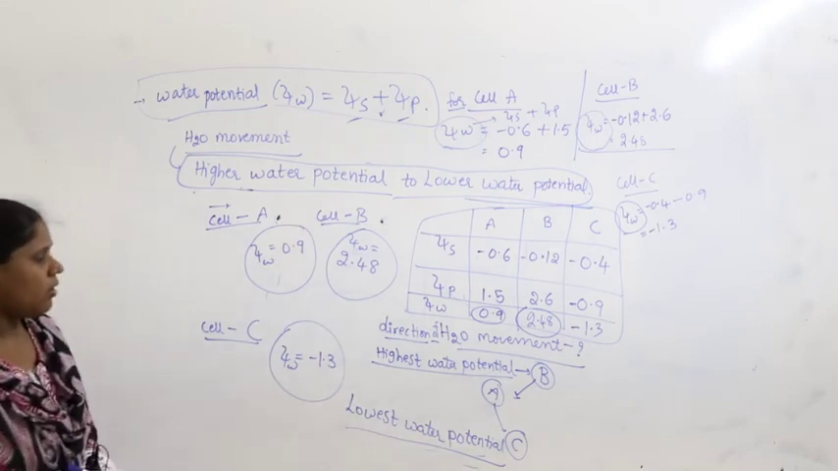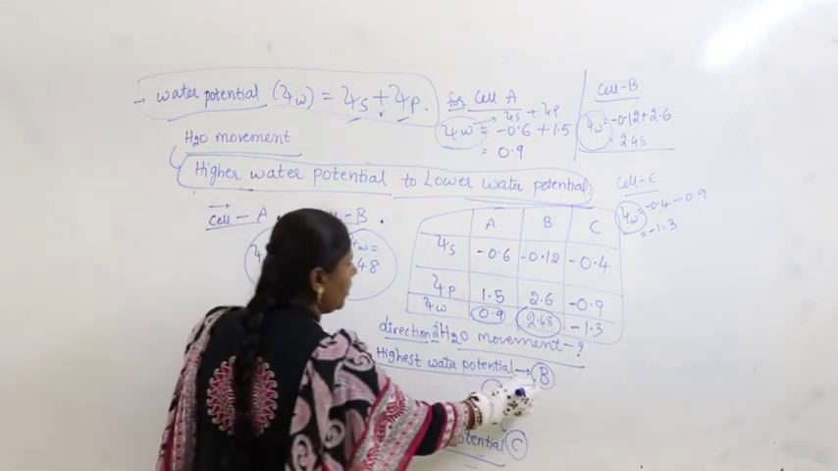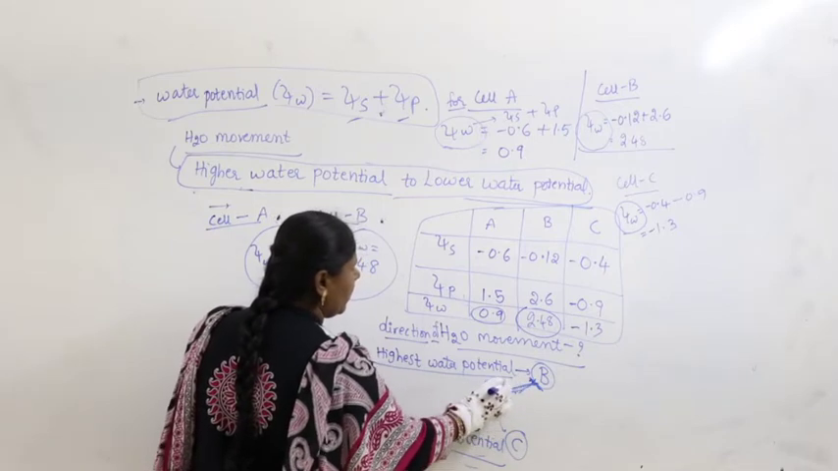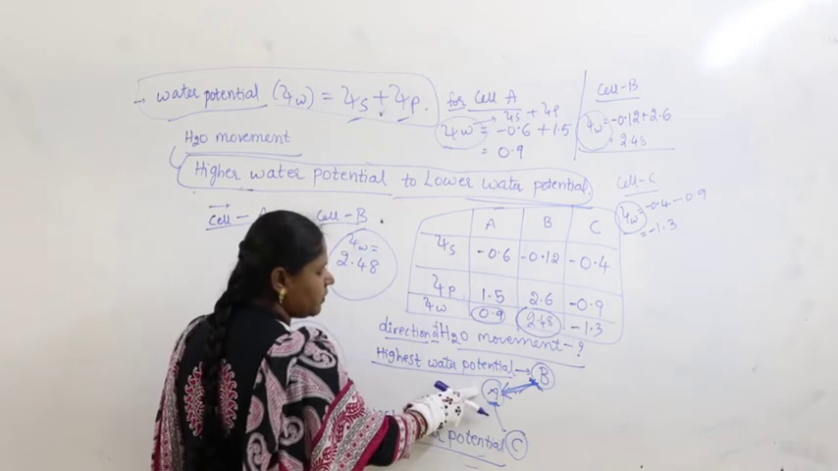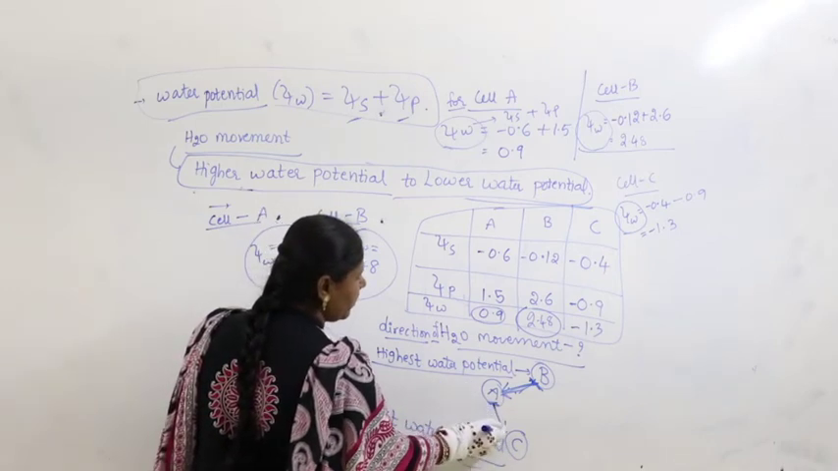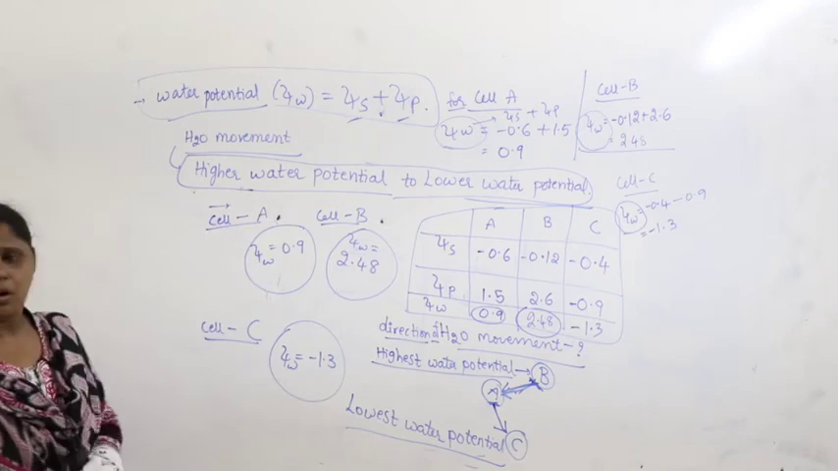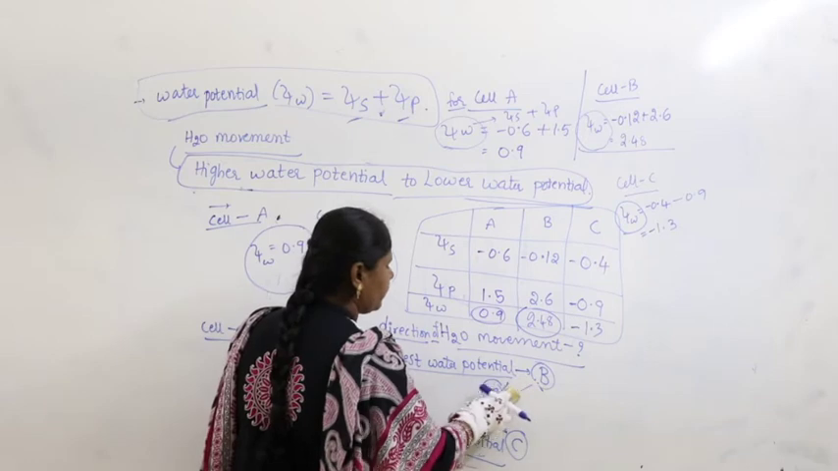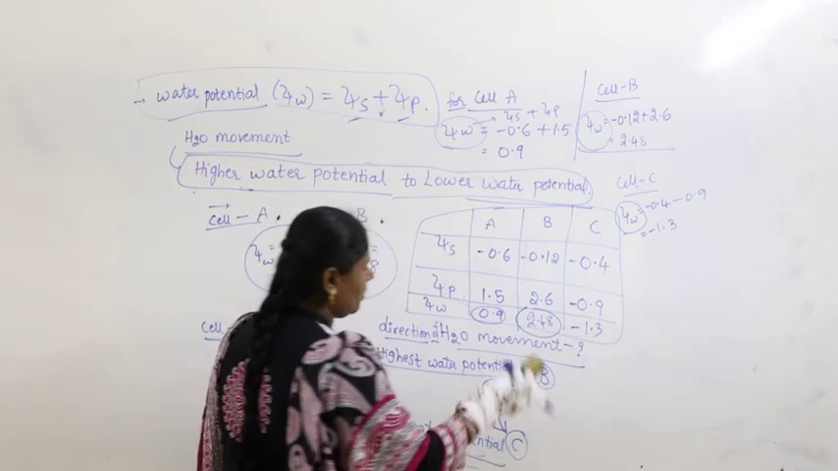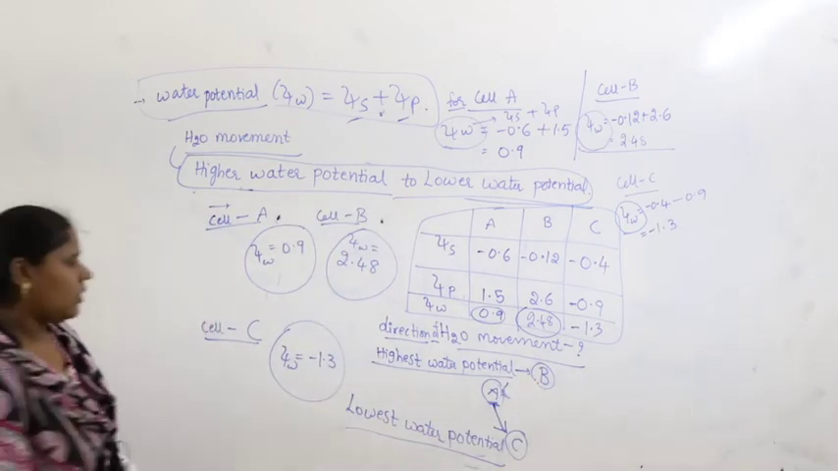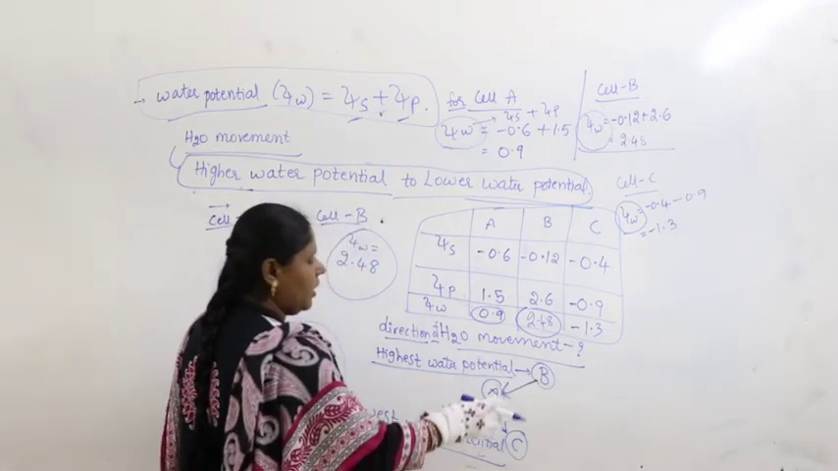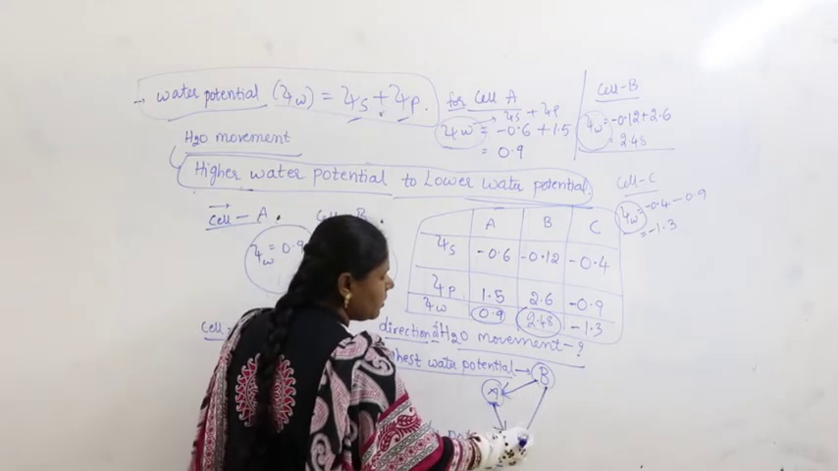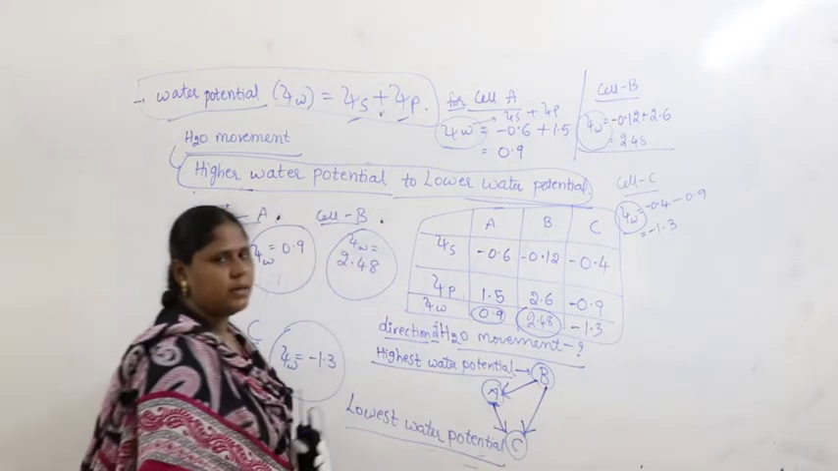That means water always moves from where to where? Higher water potential to lower water potential. There is a movement from B to A, and A has higher water potential when compared with C. So the movement occurs from A to C. Or the movement also occurs, what is the other possibility you have? B is having higher water potential, C is having the lowest water potential. The movement also occurs from B to C.